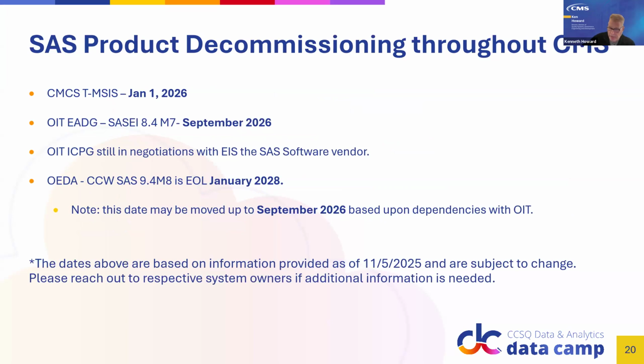So this is probably a big topic that everyone is paying attention to. If you have not heard, the CCSQ first, but all of CMS is looking at alternatives to SAS going forward. SAS has identified end of life on most of their products that CMS uses. The version of SAS that we use, SAS VIA 3.5, originally was going end of life in January of 26. So we decided we are going to go end of support December of 25.